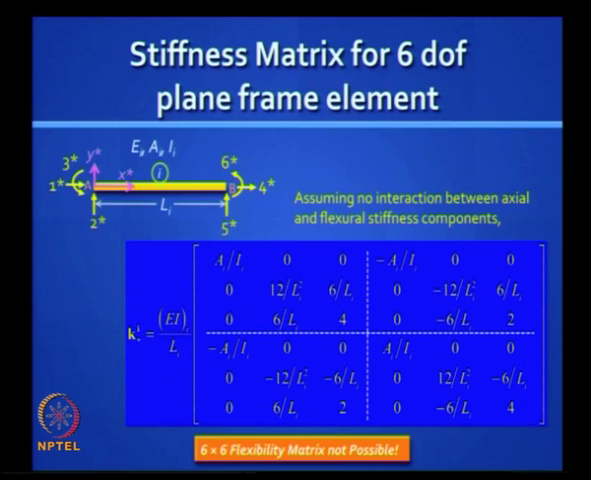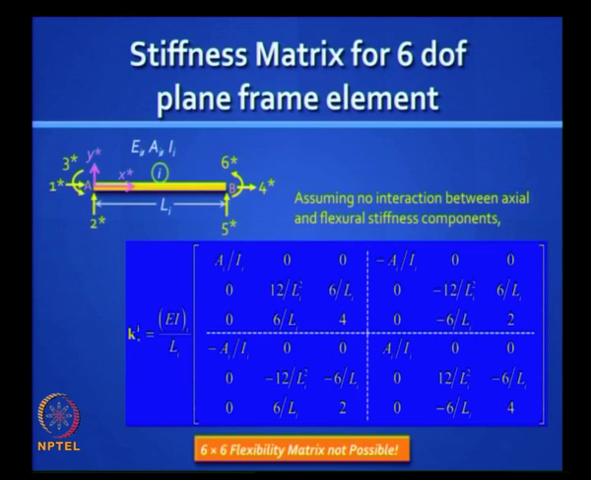3, because the element itself is physically unstable. To hold it in place, you need to arrest 3 degrees of freedom, and we will do that when we do the reduced stiffness method. That is why this matrix is singular, it cannot be inverted.